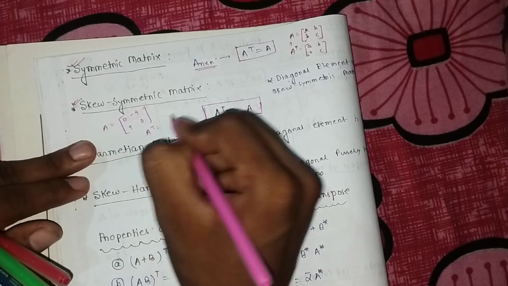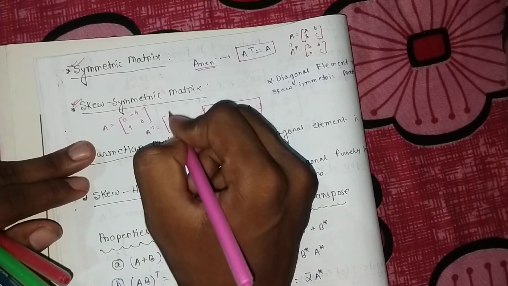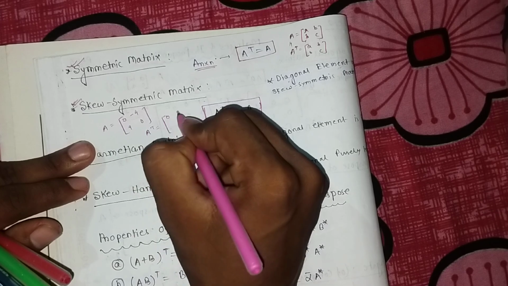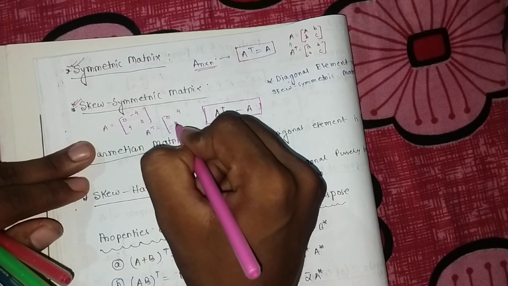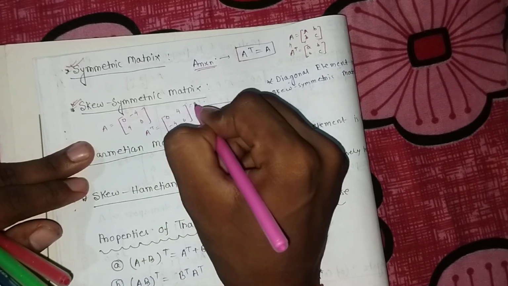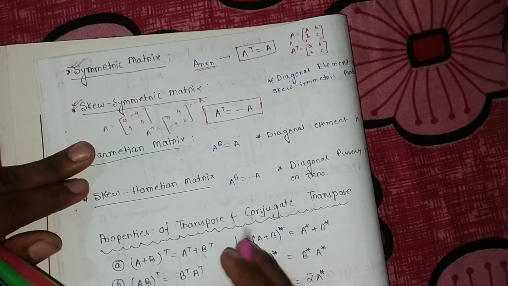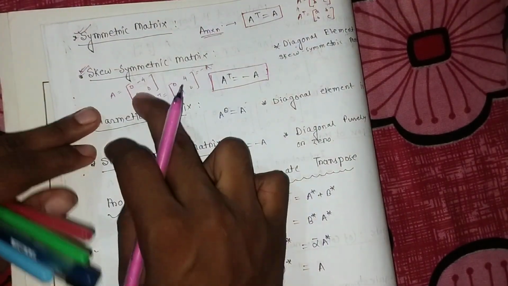Now A transpose is equal to [0, 4; minus 4, 0], and which is equal to minus A. Am I right? So this is a skew symmetric matrix.